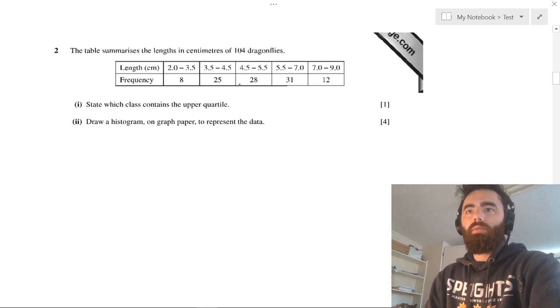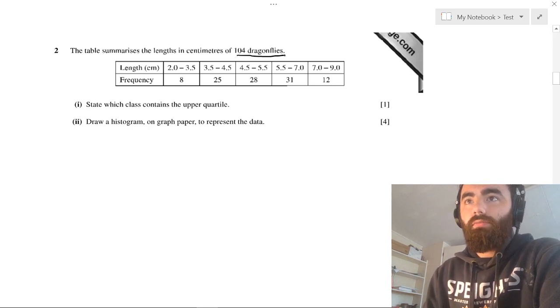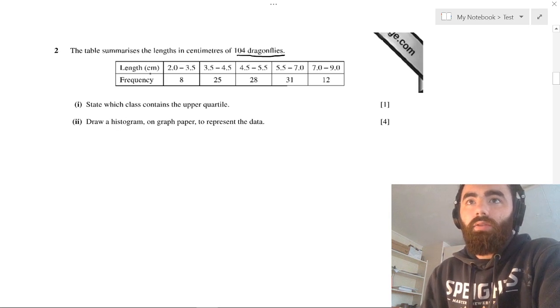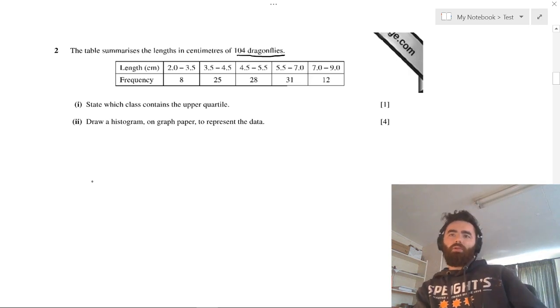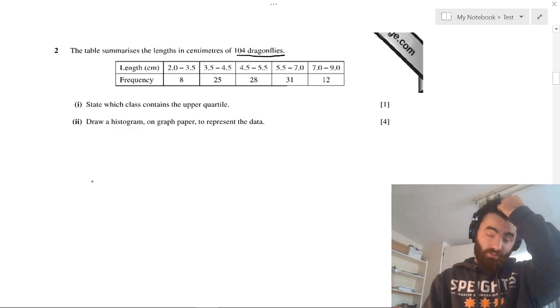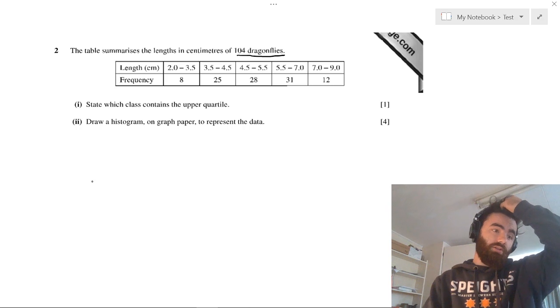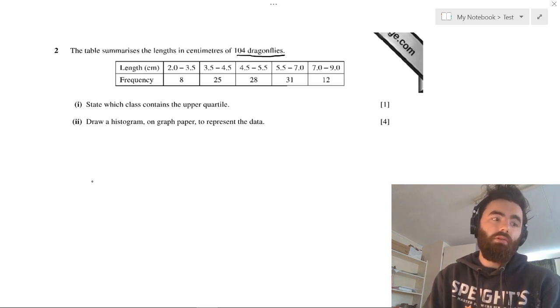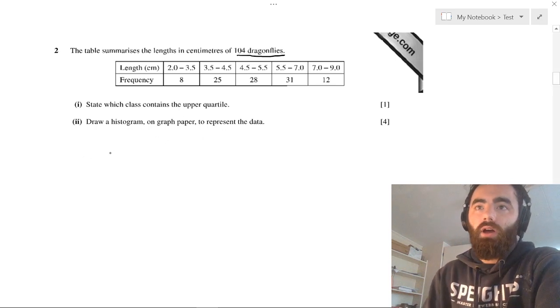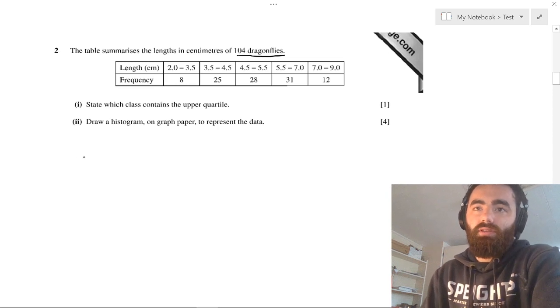So we have a table of dragonflies. Pretty cool creature. And they're giving the length of those dragonflies. State which class contains the upper quartile. Right, well, the upper quartile is just, I'm pretty sure, the median of the upper half of a set of data points. So it's basically the 3/4 point. So we can find that pretty easily.